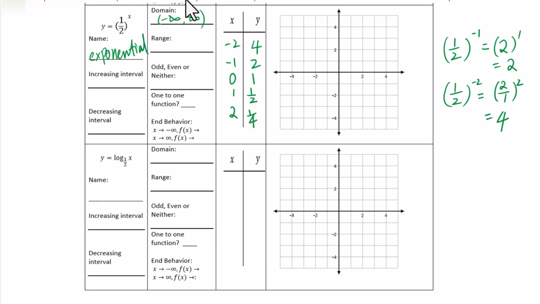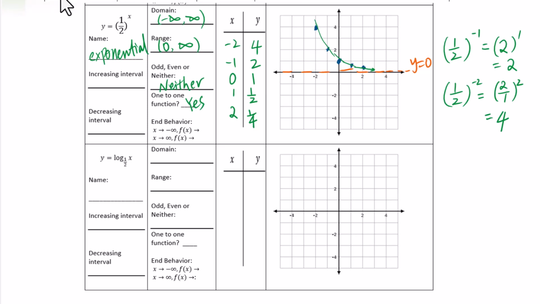Plot the points. Horizontal asymptote line, y equals 0. Connect these 5 points smoothly. Range is from 0 to positive infinity. Same as 2 to the x power, neither even nor odd. Same as 2 to the x power, it is a one-to-one function.